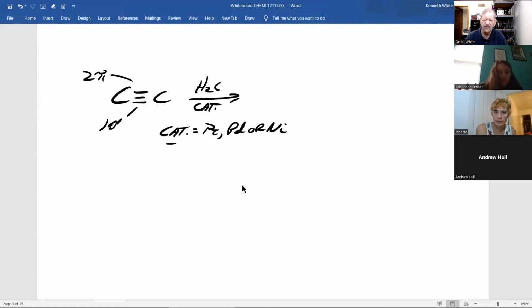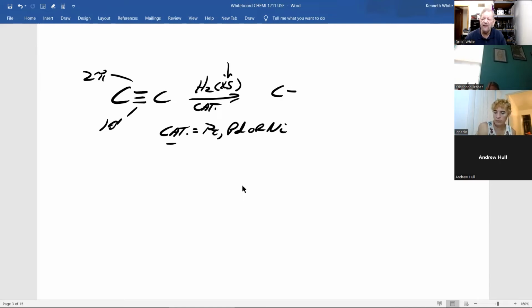Bracket, the letter X, the letter S, close bracket. This stands for shorthand for excess. And that means you've got all the hydrogen in the world to react with anything hydrogen can react with. Bracket, XS, close bracket means there's excess hydrogen. You've got all the hydrogen in the world to react with whatever it can, and it does.